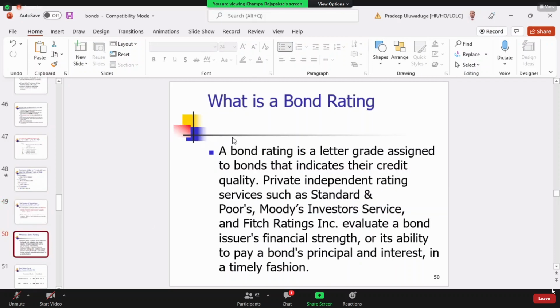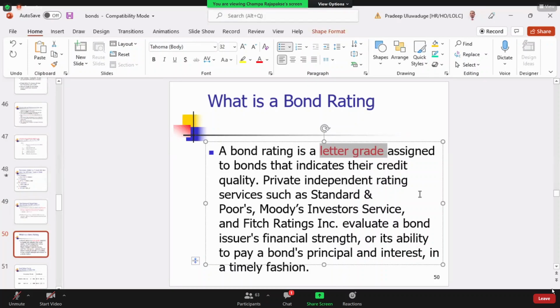Then let's look at bond ratings. A bond rating is a letter grade assigned to bonds that indicates their credit quality. Private independent rating services such as Standard and Poor's, Moody's Investors Service, and Fitch Ratings evaluate a bond issuer's financial strength, or its ability to pay a bond's principal and interest in a timely fashion.